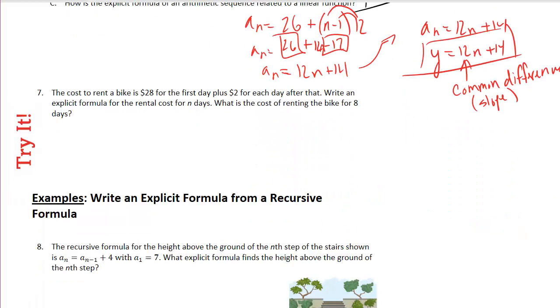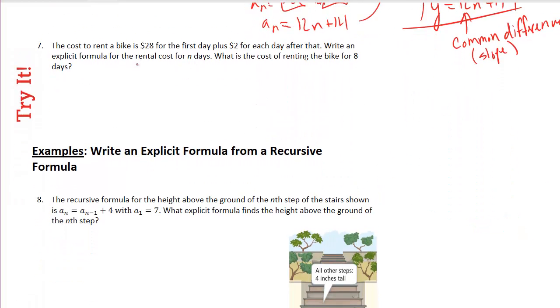We'll scroll up here a little bit. Cost to rent a bike is $28 for the first day. So there is your a sub 1. Plus $2 for each day after. That is your common difference. Write an explicit formula for the rental cost of n days. So let's take a look.